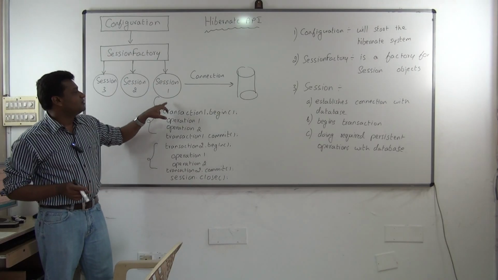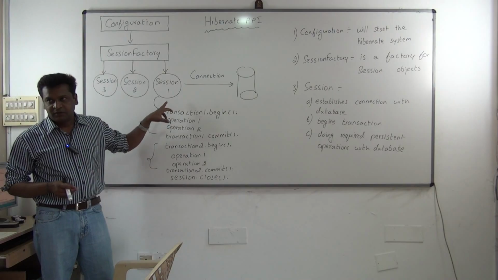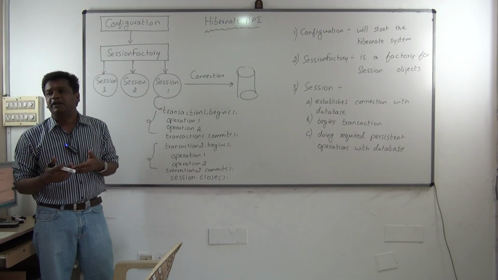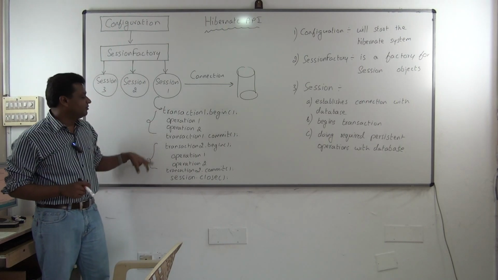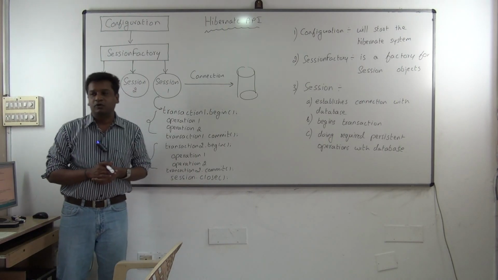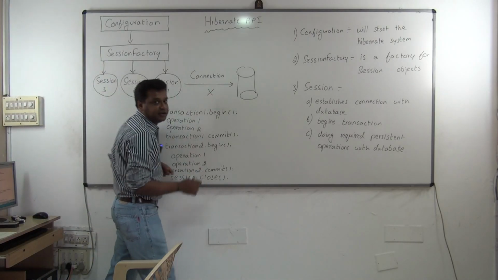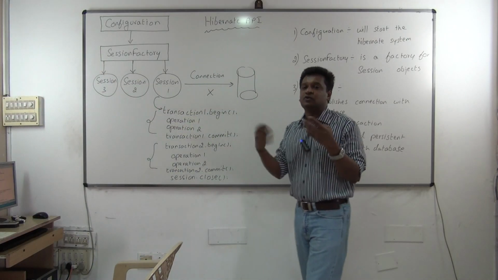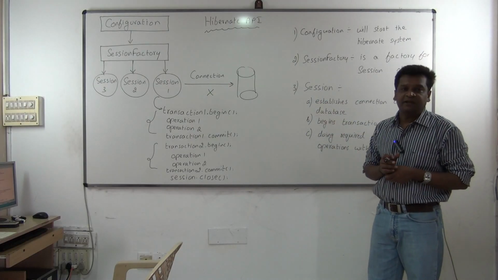So if you notice here, Session is a factory for Transaction objects. From one Session you can create multiple Transaction objects, and you can go on creating like that. Fine. Finally, after using all this, you will say session.close(). Session.close() means the connection to the database will be disconnected. Clear? The resources will be released. So this is how things get executed.